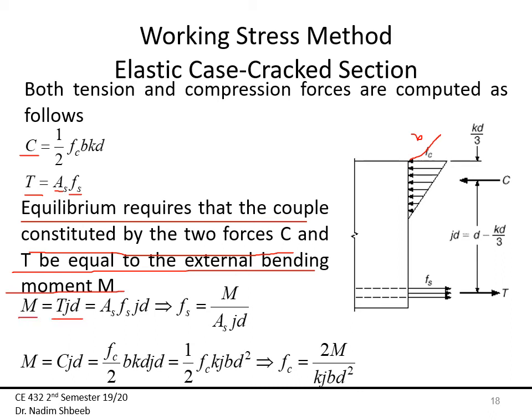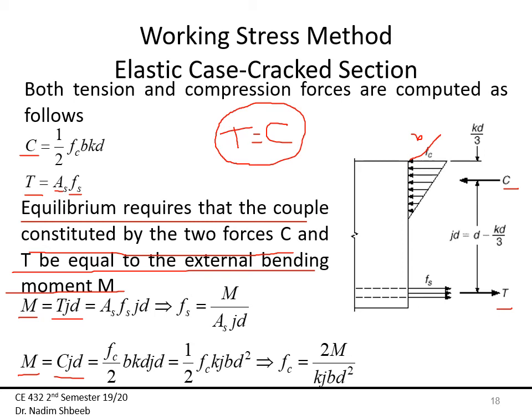Then the moment is going to be equal to T times JD, and the moment from the compressive force is going to be equal to C times JD, because remember, this is a couple. T is always equal to C from equilibrium. This is one of the most important facts that we are going to use in deriving a lot of things for the design in the coming recordings. So T is equal to C due to equilibrium, and the moment is either C times JD or T times JD, which is the same.